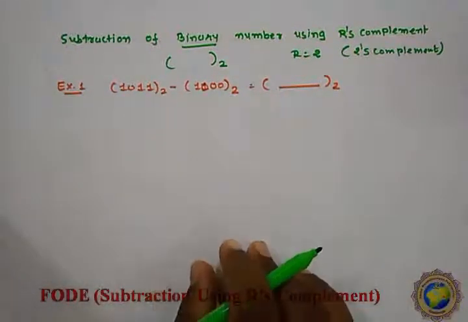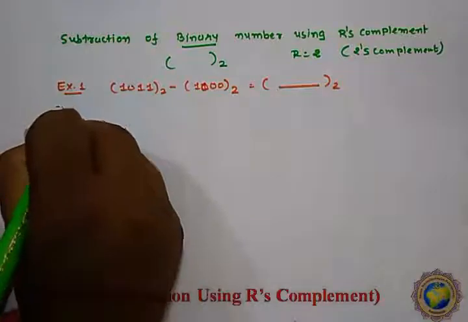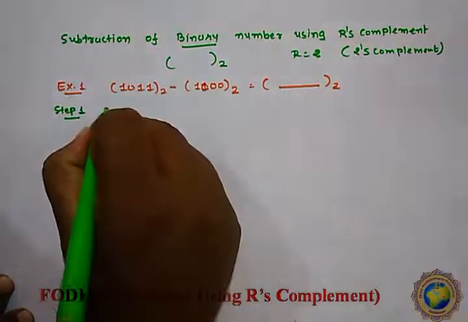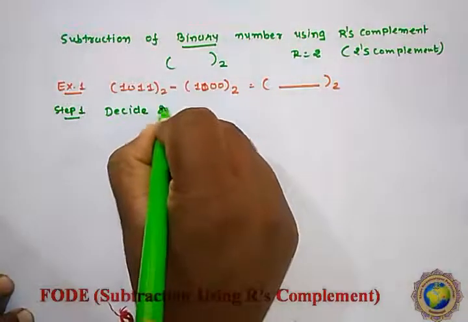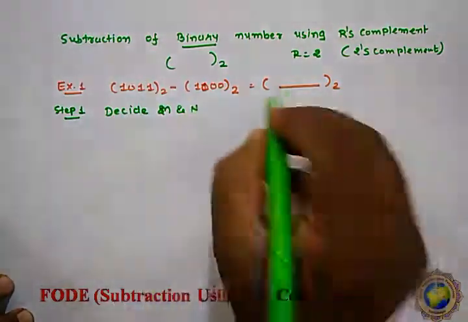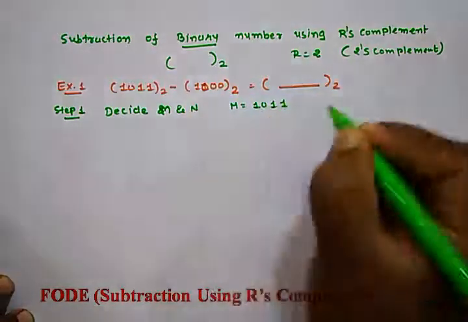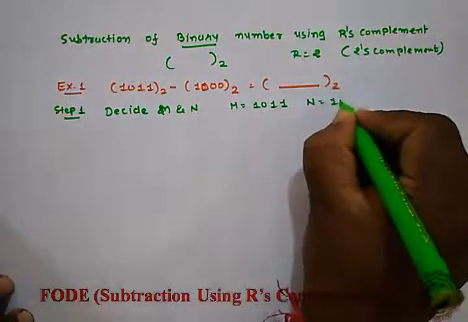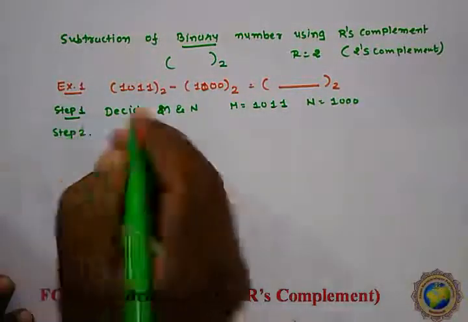Now remember the steps suggested in the previous lecture. Step number 1 is decide m and n. The first number is m and the second is n. So the first number, m, is 1011, and n is 1000.